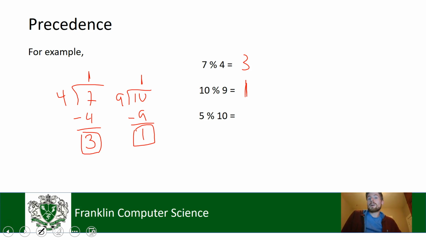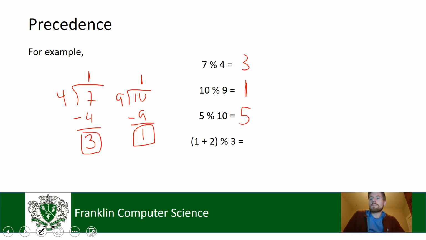What about 5 mod 10? This one's a bit trickier. If you do 5 mod 10, what are you going to get? Well, if you do 5 divided by 10, you get 0, with 5 as your remainder. So this is going to be 5, because that's what's left over.